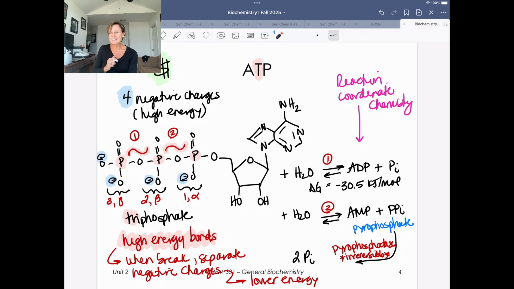Okay, so some neat little applications to think about how specifically the structure of ATP is what affords its magic value of 30.5 kilojoules per mole.